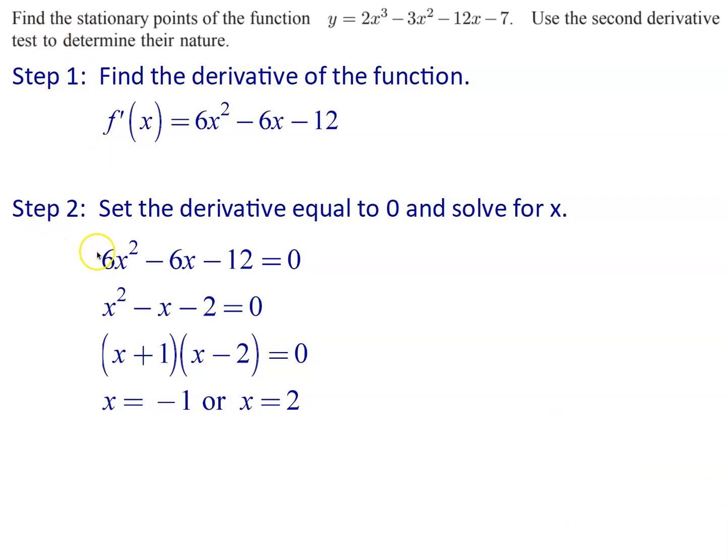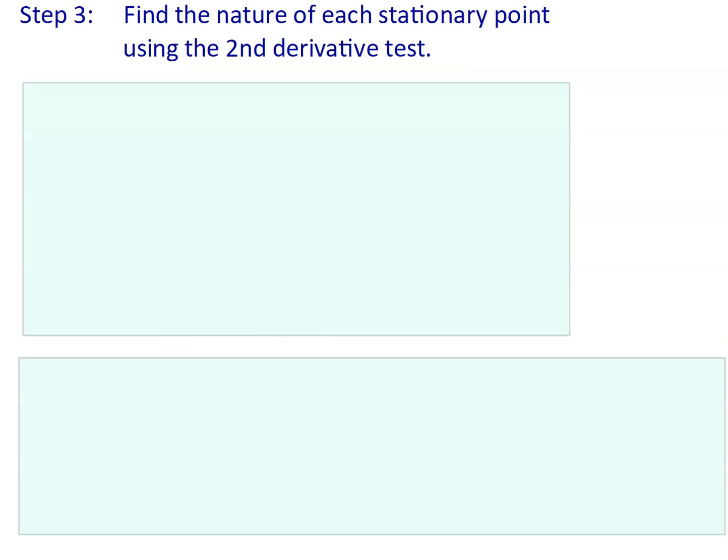Notice once again with this function here, we can divide out the common factor of 6, which gives us a much easier equation to solve, and factorize it. And from that, we know that the turning points have an x-coordinate of -1 or an x-coordinate of +2. Okay, moving on to step 3.